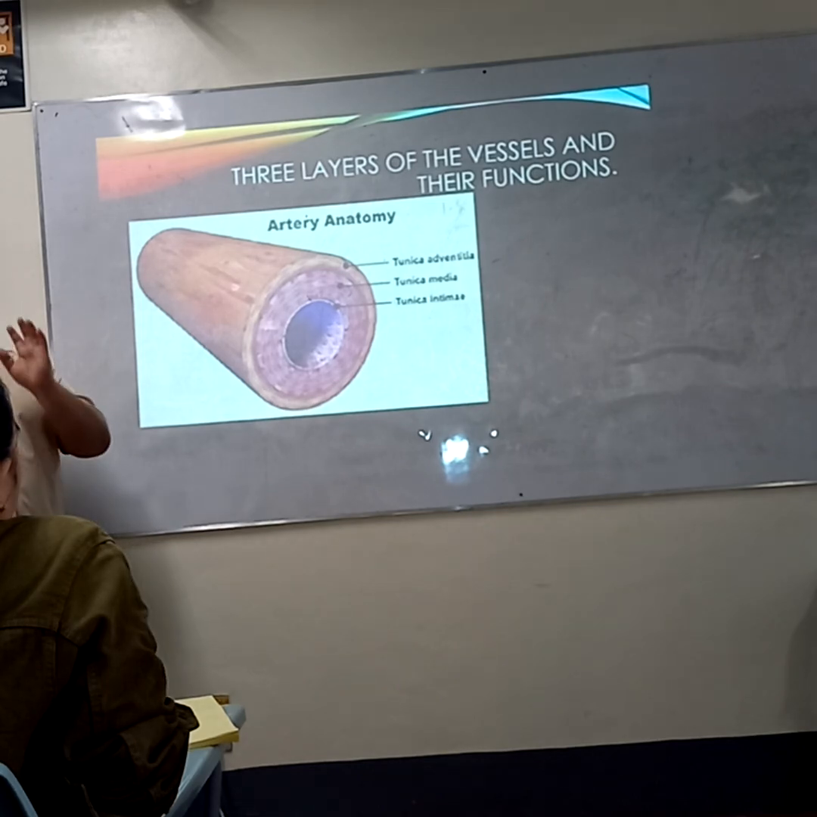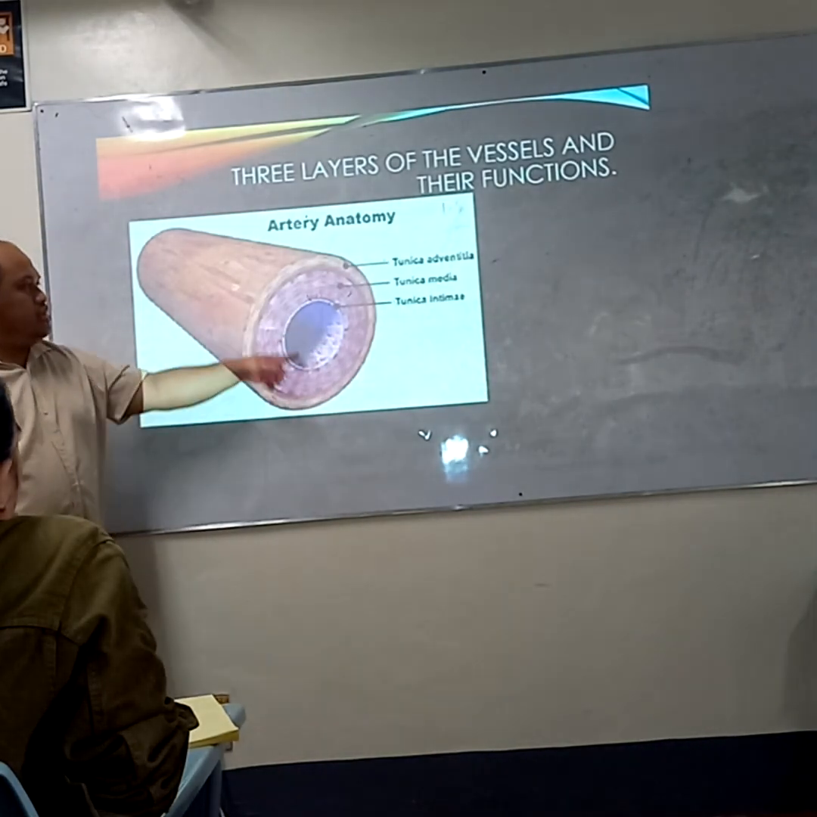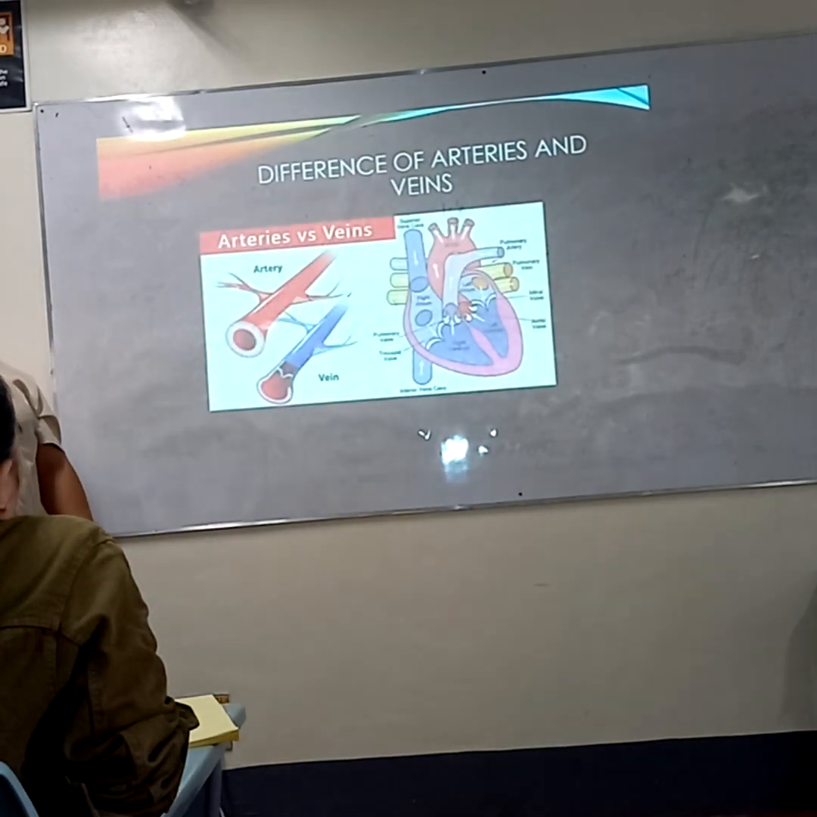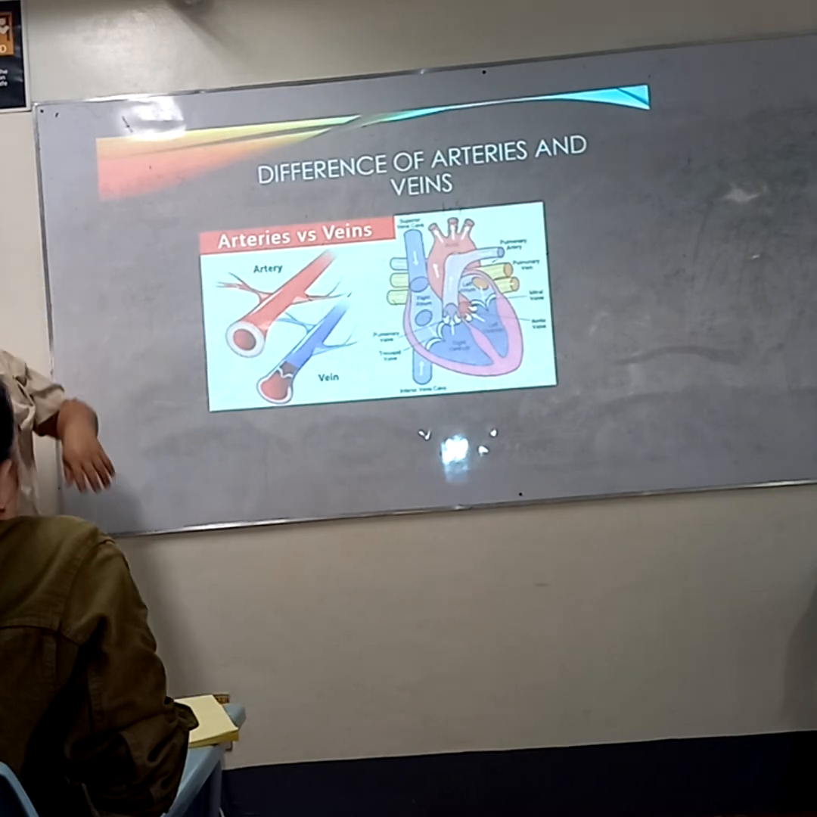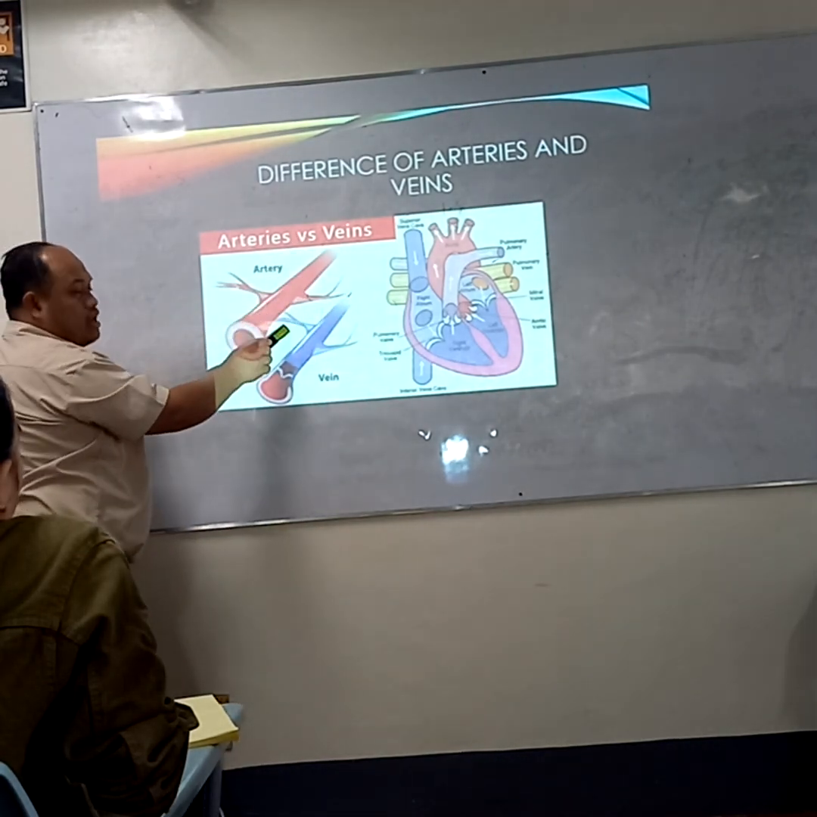For the visual learners, this is for you. So this is intima, media, adventitia. Simple as that. Okay? This is what I was telling you earlier. So from the heart, it goes to the cell.